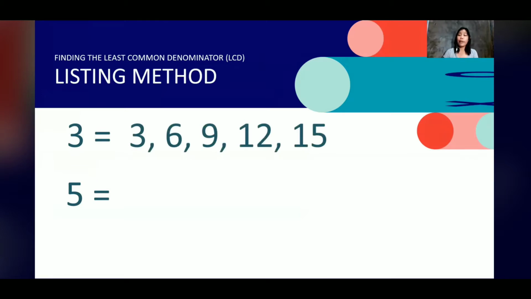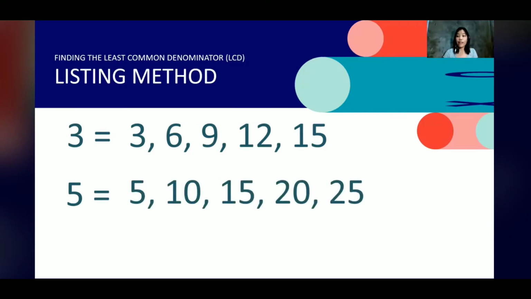First, number 3. So 3 times 1 is 3, times 2, 6, times 3, 9, times 4, 12, times 5, we have 15. So 3, 6, 9, 12, 15. And the next number is 5. So we have 5 times 1 is 5, times 2, 10, times 3, 15, times 4, 20, and times 5, we have 25. So 5, 10, 15, 20, 25. So what is the common multiple here?